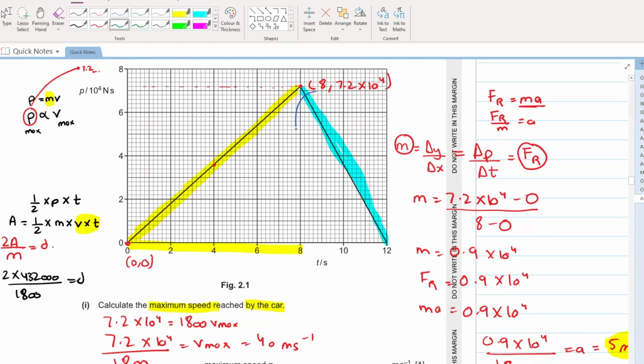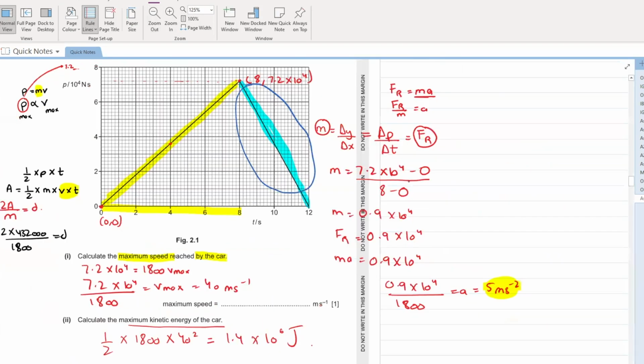Will you do the entire calculation? Will you find change in y over change in x, the resultant force, and then divide by 1800 for this entire blue region? No. If you are thinking of doing the entire calculation for this entire blue region, then your paper will run out of time. Your paper will never ever finish.